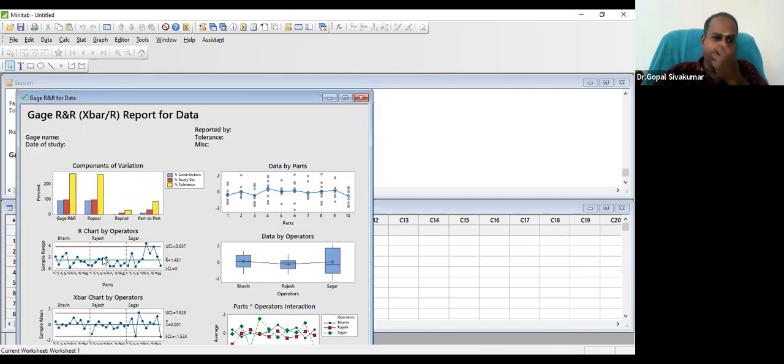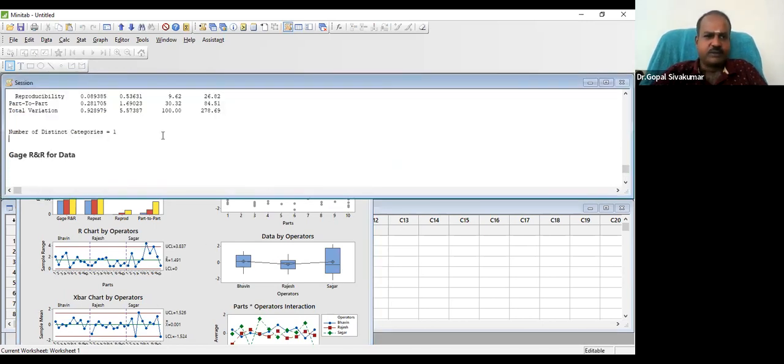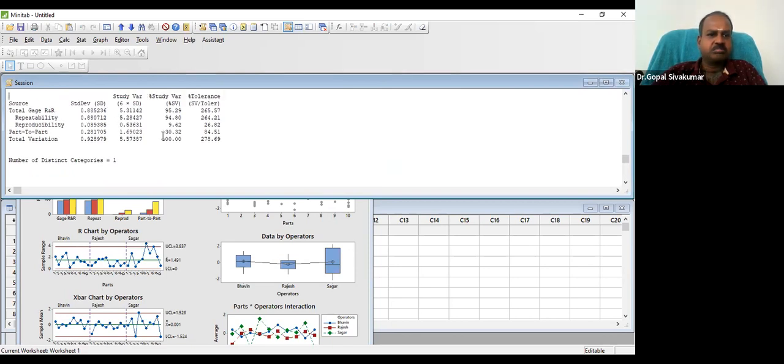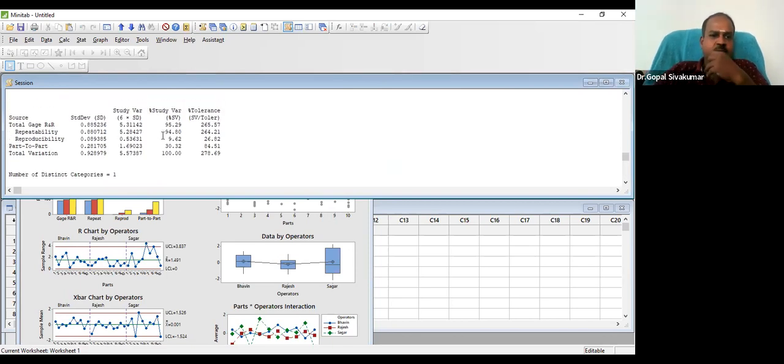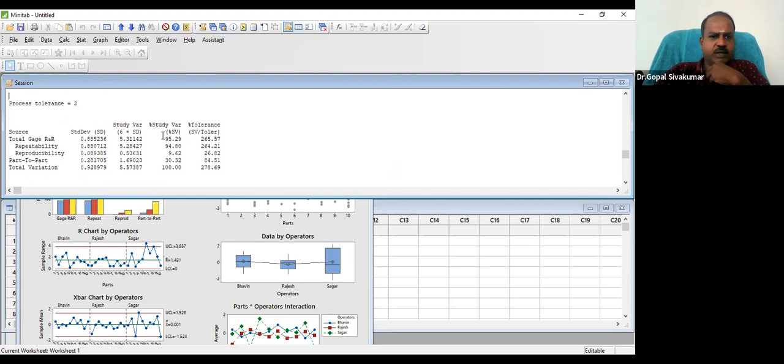And now we have Bhavin, Rajesh, Sagar. You can see the R chart showing the readings of Bhavin, Rajesh, Sagar. Similarly, everything will come to that. And now let us go here first. Oh, what happened? Increase the tolerance.